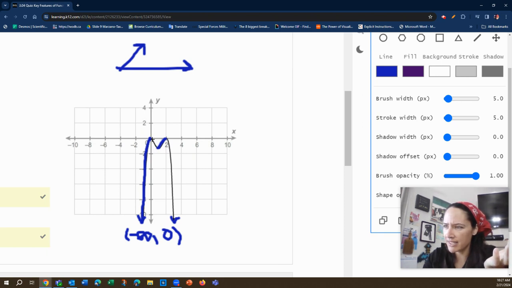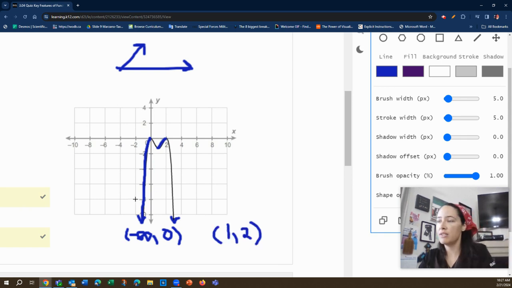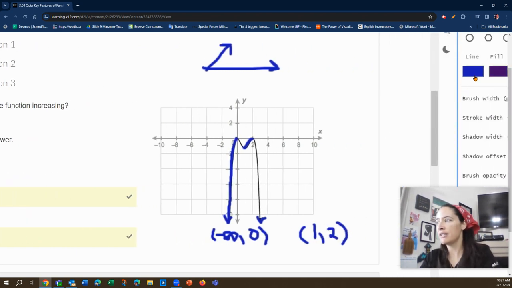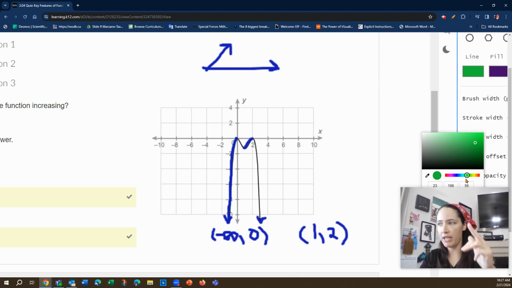Okay, then over here, that looks like it's halfway between 1 and 2. So it's also increasing from 1 to 2. Let's go see if we did it. Nice, we did. Let's talk about decreasing, since it's the same concept, just backwards.